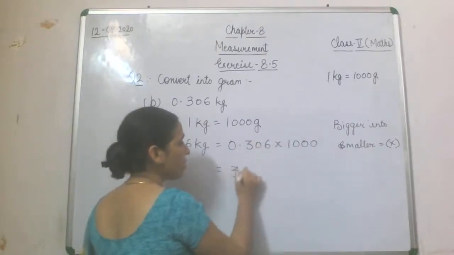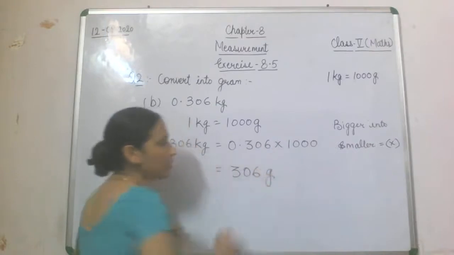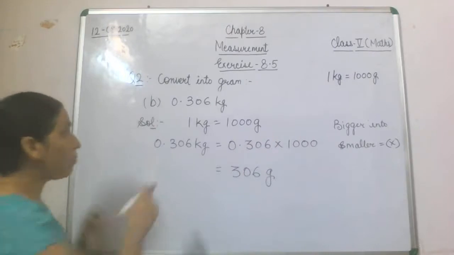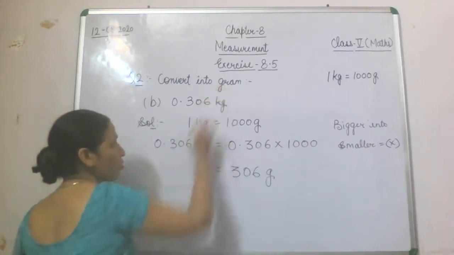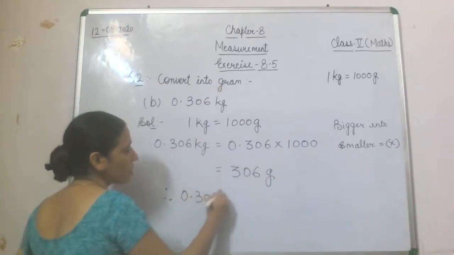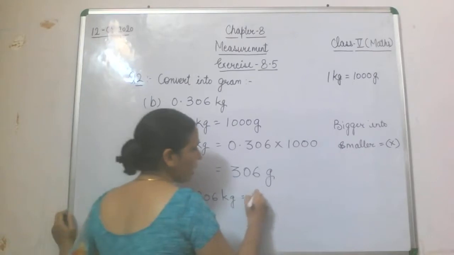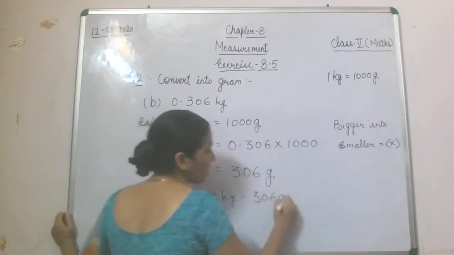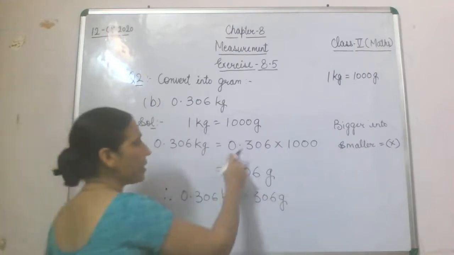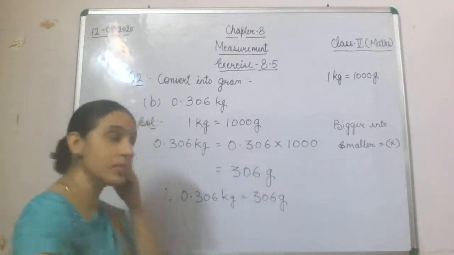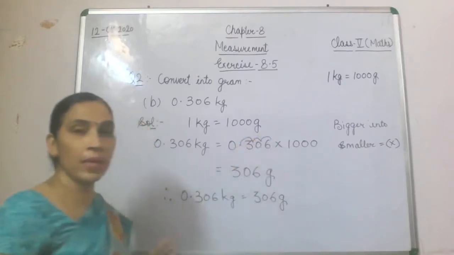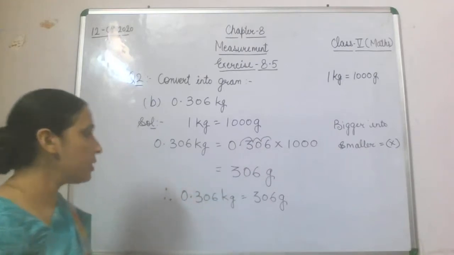We will be left with this 306 and the unit will be gram, because you are supposed to convert it into gram only. Kg, you are supposed to change it into gram. Therefore, we'll write 0.306 kg is equal to 306 gram. A simple multiplication by 1000 you are supposed to do. And how many decimal places will it shift? 3 decimal places. 1, 2, 3. So we'll remove this decimal and the answer will be 306 gram.